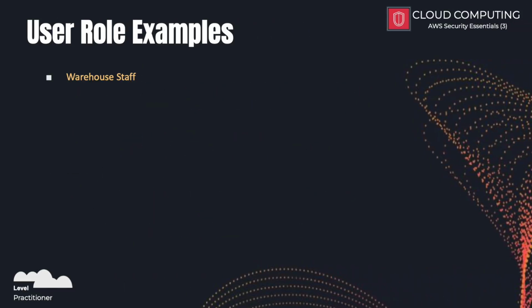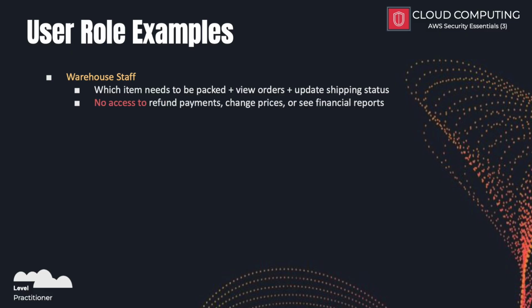First, imagine a warehouse staff user. Their job is to see which items need to be packed and mark them as shipped. They only need permission to view orders and update shipping status. They don't need to refund payments, change product prices, or view financial reports.